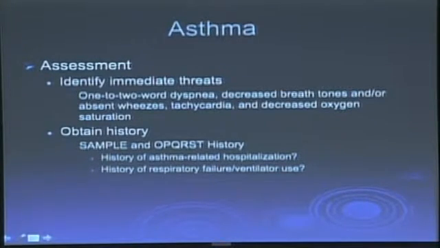Asthma, identify the immediate threats. One to two word dyspnea is characteristic, along with decreased breath tones or absent wheezes. A real asthmatic should have wheezes. If they don't have wheezes, it means they're not moving air. Tachycardia, decreased oxygen saturation. When you start out with asthma, the first thing you hear are expiratory wheezes. Then you get inspiratory and expiratory wheezes. Then you lose wheezes as it becomes more obstructed.